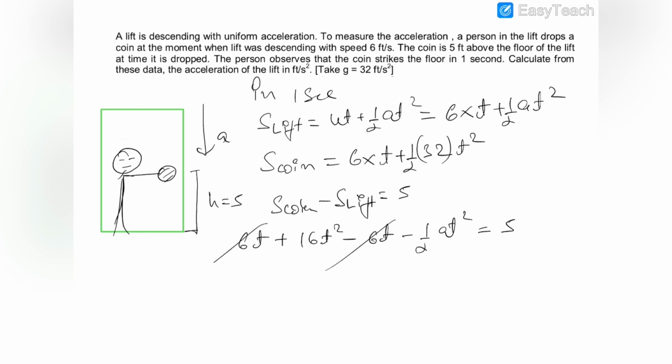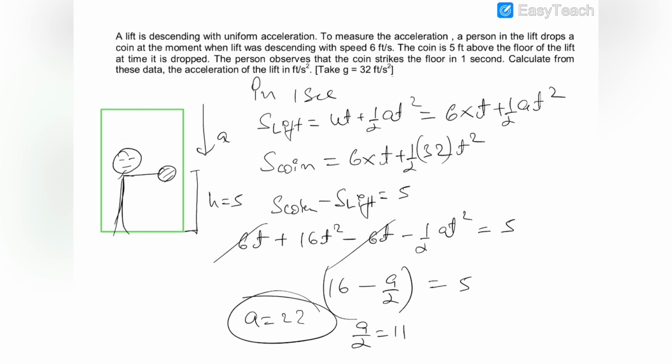So cancelling out this one, this is 16 minus a by 2, times t square, and t is 1 second. So let us use t square as 1, and this is 5. So a by 2 is equal to 11 and a is equal to 22. So the correct answer is 22 feet per second square. Let us write the unit also, that it is 22 feet per second square. Now let us move on to the next question.